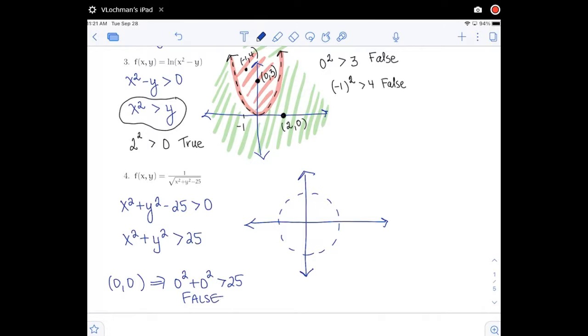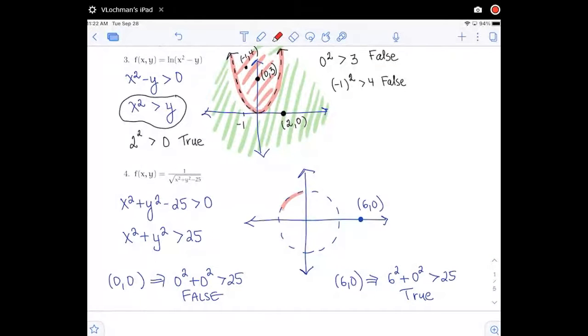Or we can just pick something here. Okay, so let's say this point right here is 6, 0. So 6 squared plus 0 squared, that's greater than 25. Yes, 36 is greater than 25. That's true. Okay, good. So the line itself, that's not good. And then everything inside, we're going to exclude that from the domain, right?